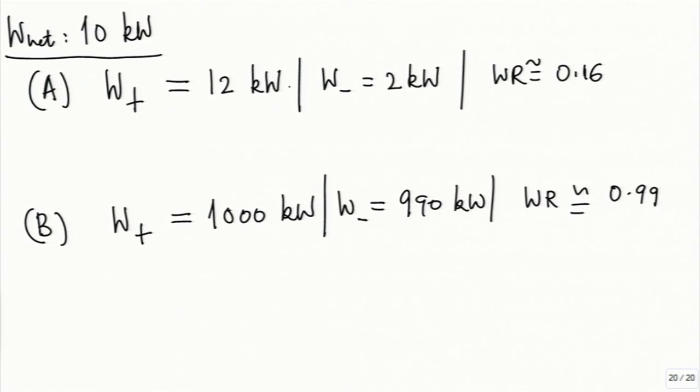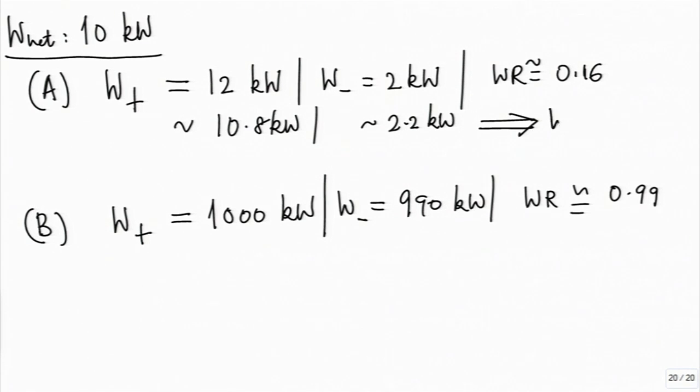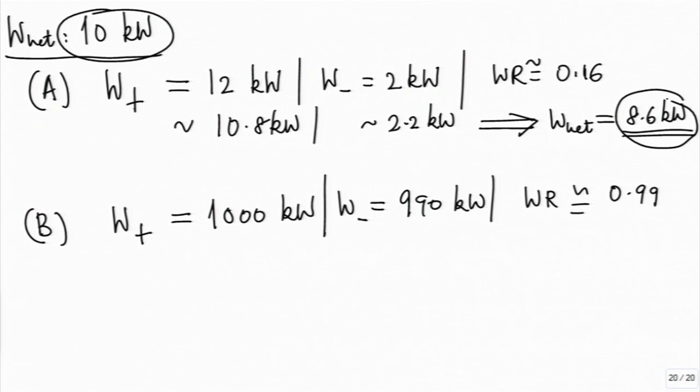So, what happens? 12 kilowatt reduced by 1%, so reduce it by 0.12 kilowatt, you get approximately 11.8 kilowatt. W minus, instead of 2 kilowatt being provided, let us say 10%, that would make it clear. So, 12 minus 1.2, I will have 10.8 kilowatt, and instead of 2, I will now need 2.2 kilowatt. That means my W net available is 10.8 minus 2.2, which makes it 8.6 kilowatt. Remember that 10 kilowatt, because of this internal friction and other consumption, has reduced to 8.6 kilowatt.